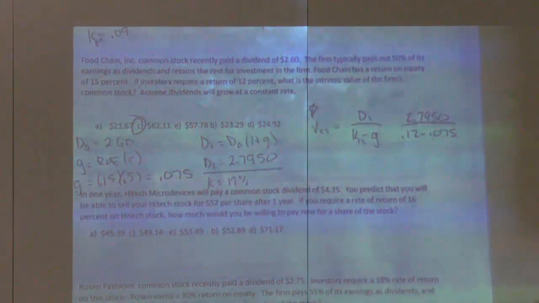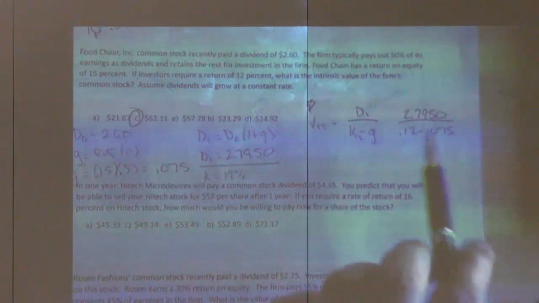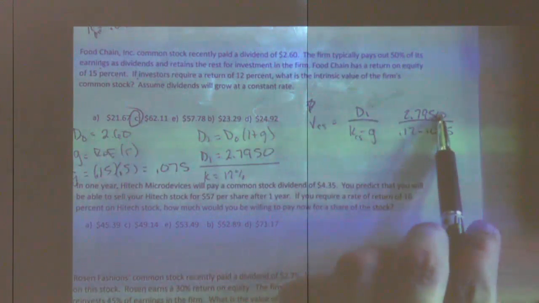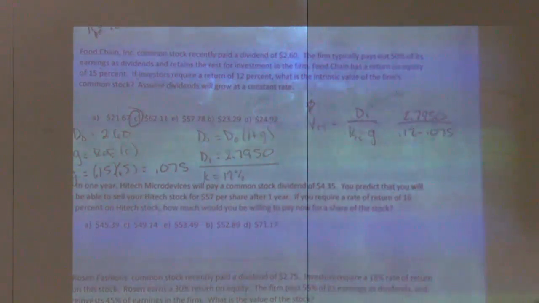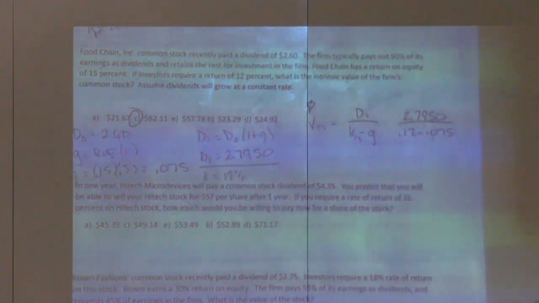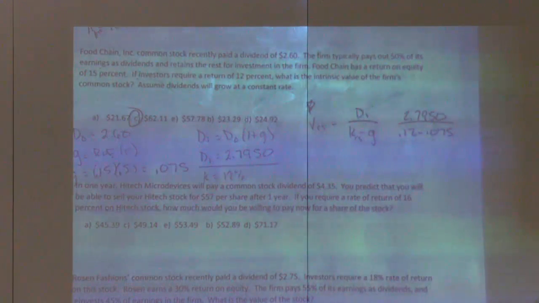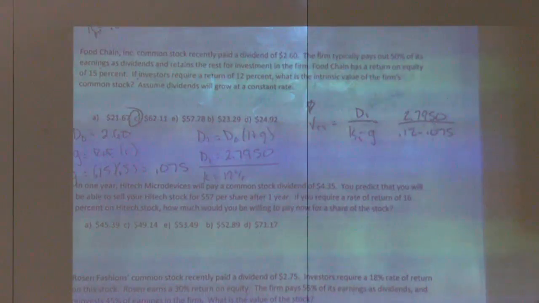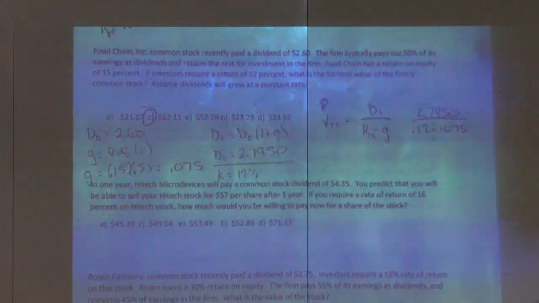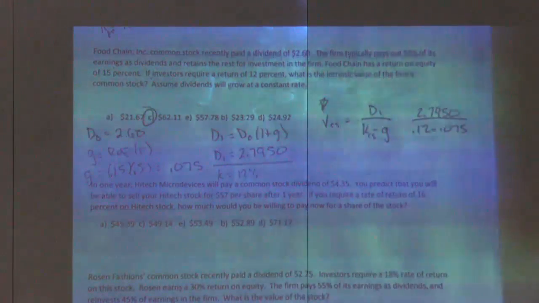What you could do on the calculator is input 2.79 first, divide, and then start your parentheses and do the 0.12 minus 0.075. But however you do it, it's cool as long as you get the right answer. So that's one of the other stock problems that's probably most common on the test, where they give you the value and the growth rate, and you just have to figure out the rest.